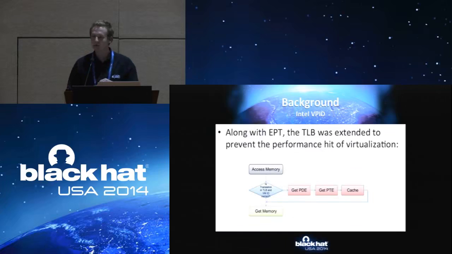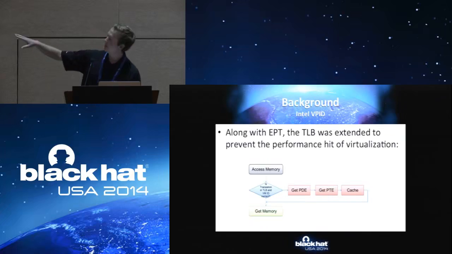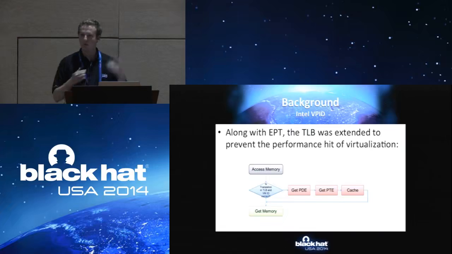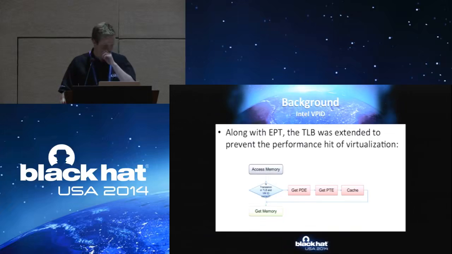So now our lookup diagram looks kind of like this. You access memory. Is the translation in the TLB and the VM IDs are correct? If so, fantastic, get your memory. Otherwise, go through and walk this. In between the get PDE and the cache stage is going to be walk EPT. This is going to be another set of page tables that you're going to go through. But for simplicity's sake of the diagram, I'm just going to leave it like this.